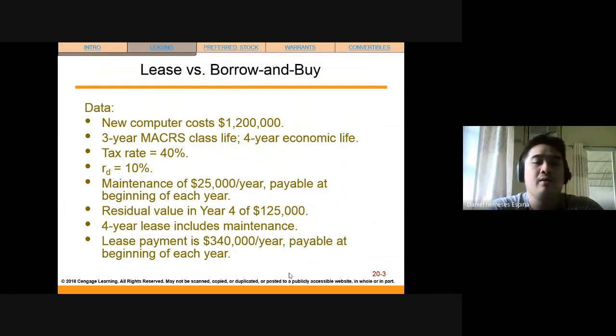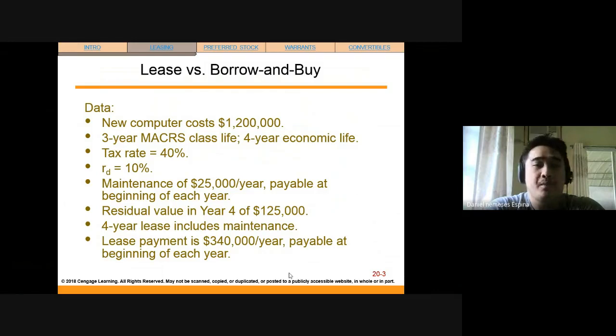The interest rate is 10% annually. Maintenance is 25,000 per year, and they are payable at the beginning of each year. And then the residual value is 125,000. Then the 4-year lease already includes the maintenance, and the lease payment is 340,000 per year, payable at the beginning of each year.